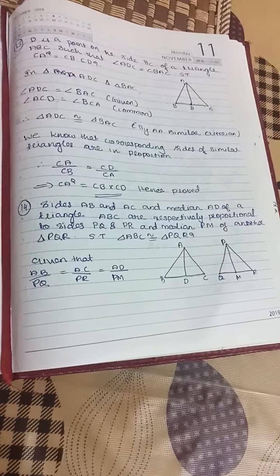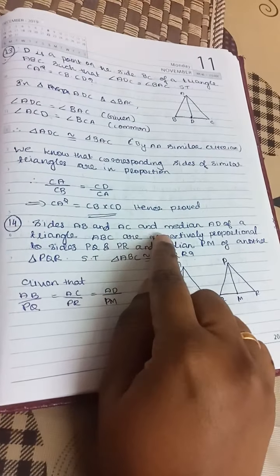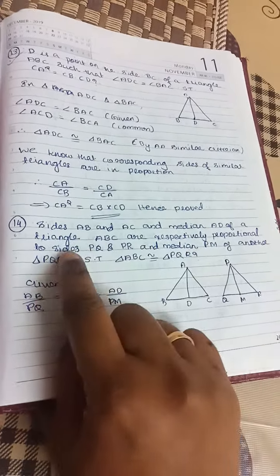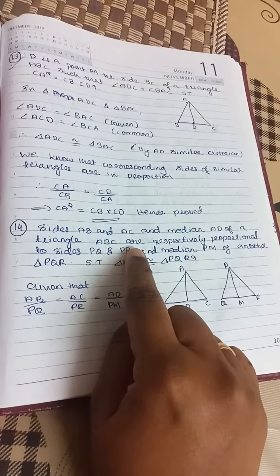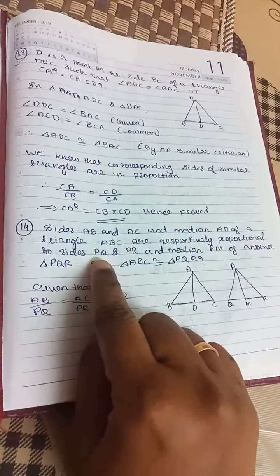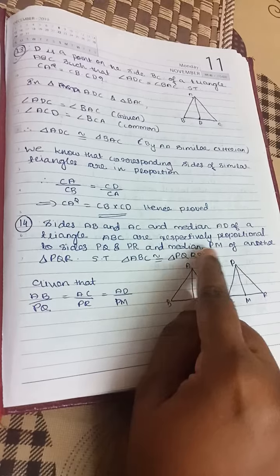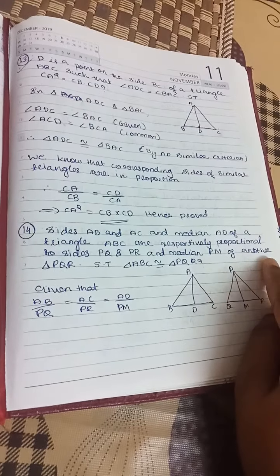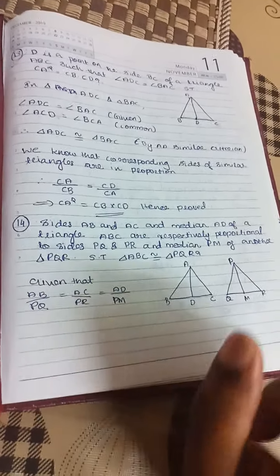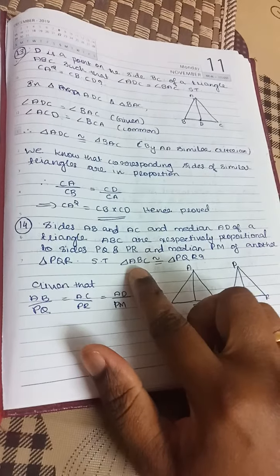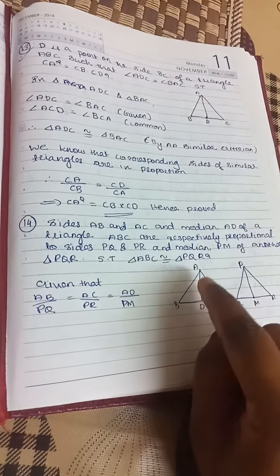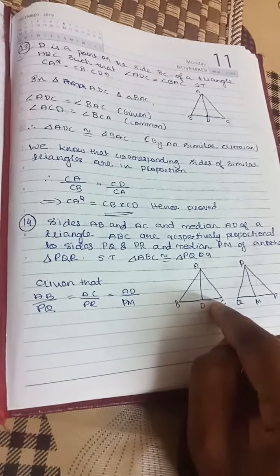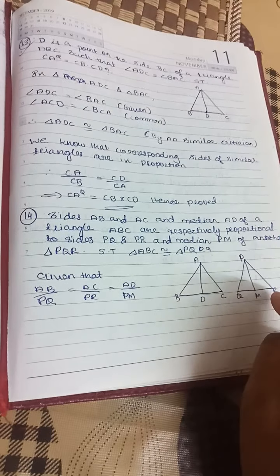Exercise 6.3, Question number 40. Sides AB and AC and median AD of triangle ABC are respectively proportional to sides PQ and PR and median PM of another triangle PQR. We have to prove that triangle ABC is congruent to triangle PQR. That means this triangle ABC is congruent to PQR.